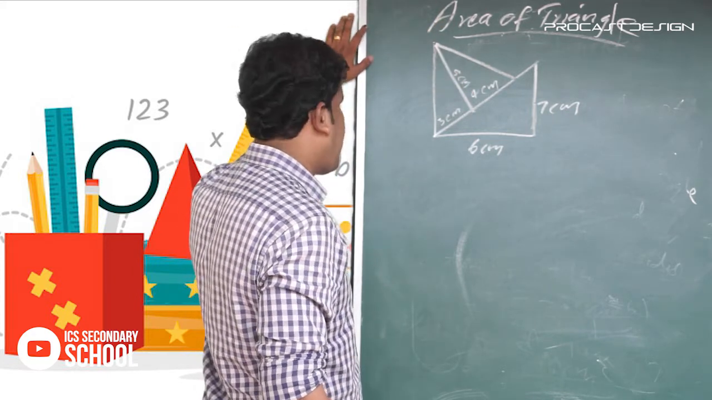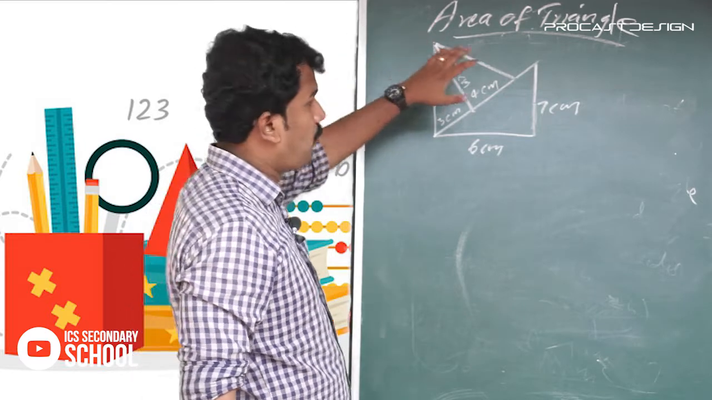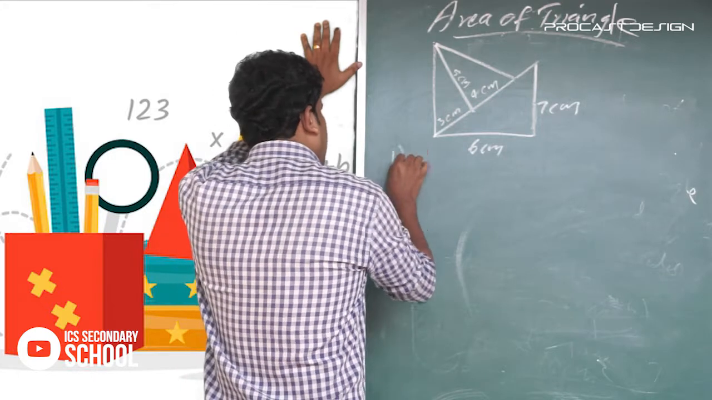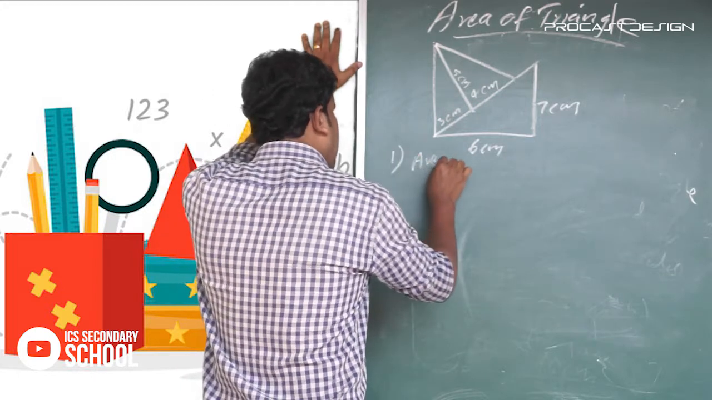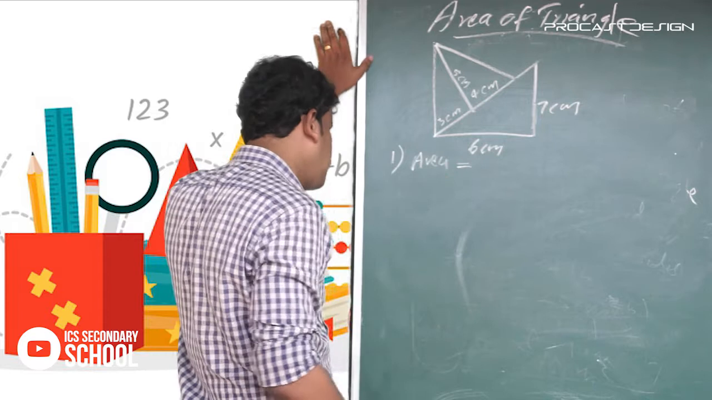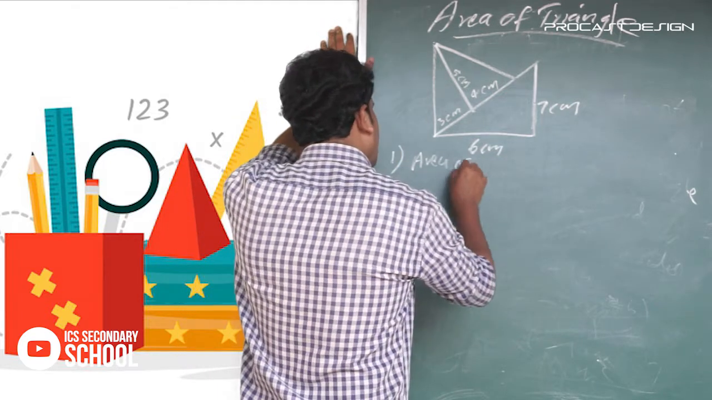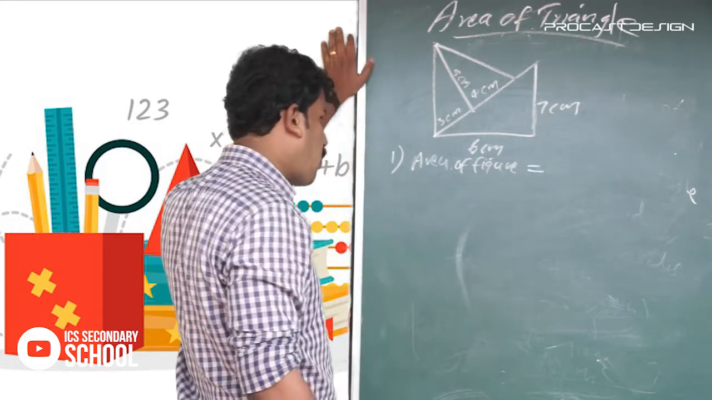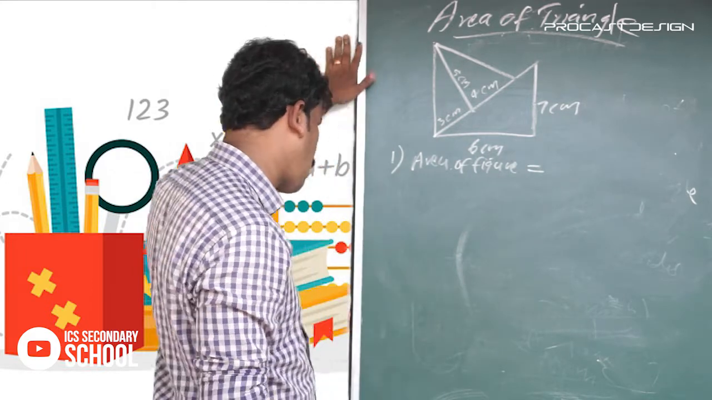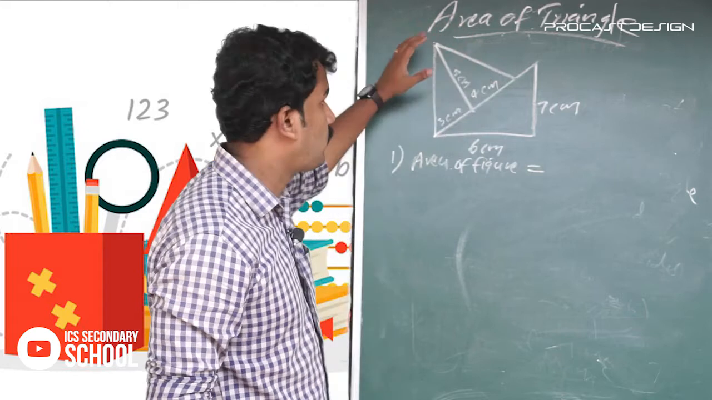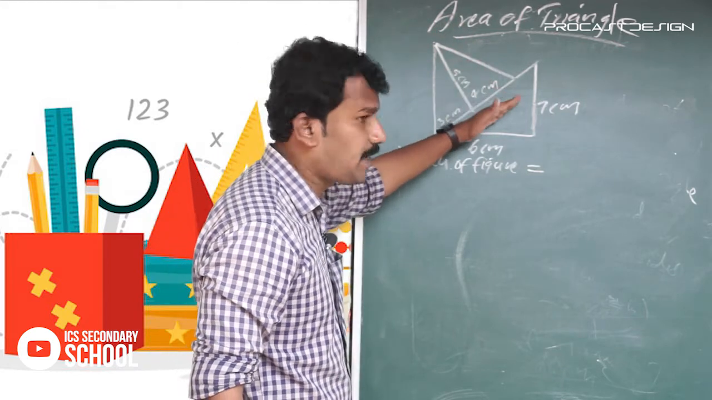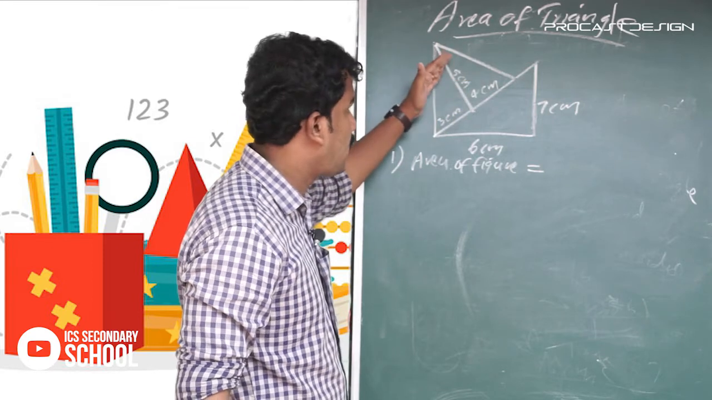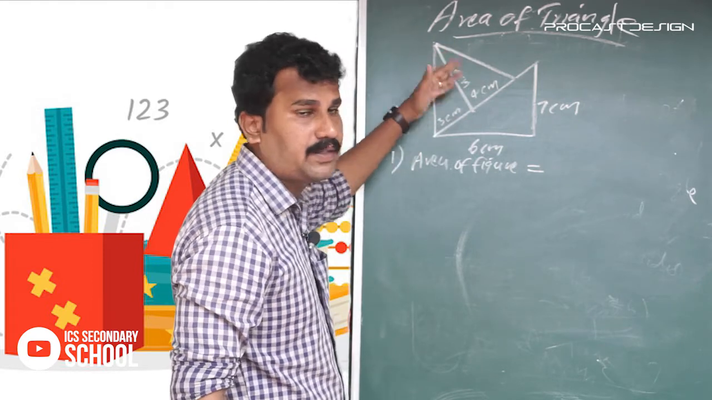Then here, find the area of this complete figure. How do we calculate the area of this figure? The area of this figure is the sum of the areas of two right angle triangles. This is the first right angle triangle and this is the second right angle triangle.